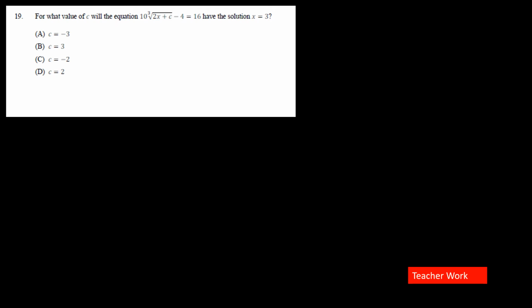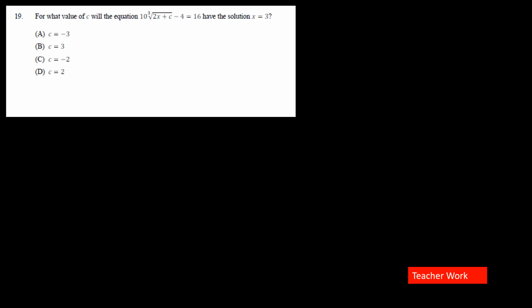Okay, so for this one here, it says, for what value c will the equation 10 to the third root of 2x plus c minus 4 equals 16 have a solution of x equals 3? So with a question like this, it's interesting because what they did is they're just trying to trick you into thinking that there's really more work, but you guys already have all the information to do this.